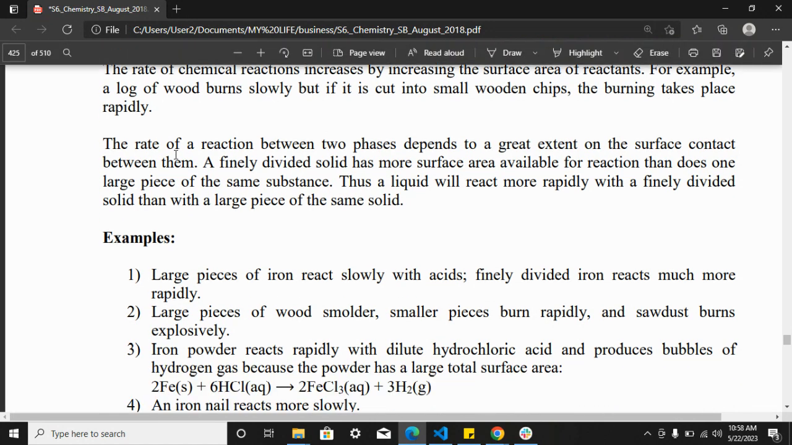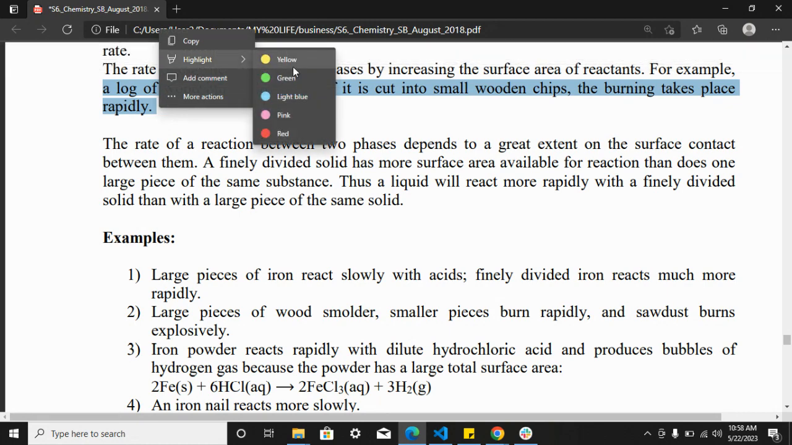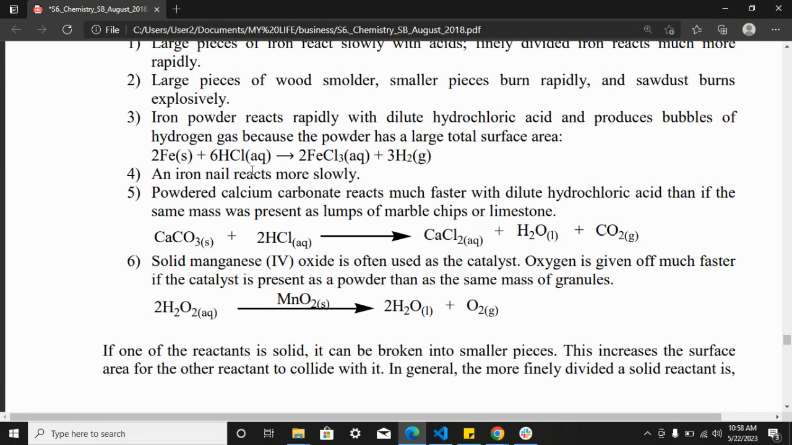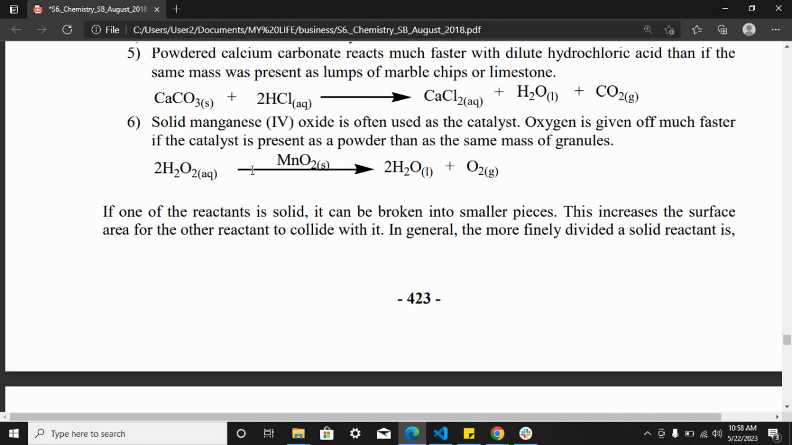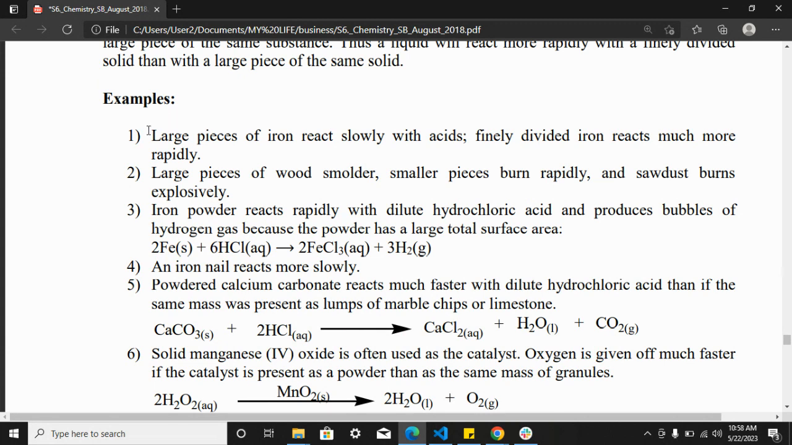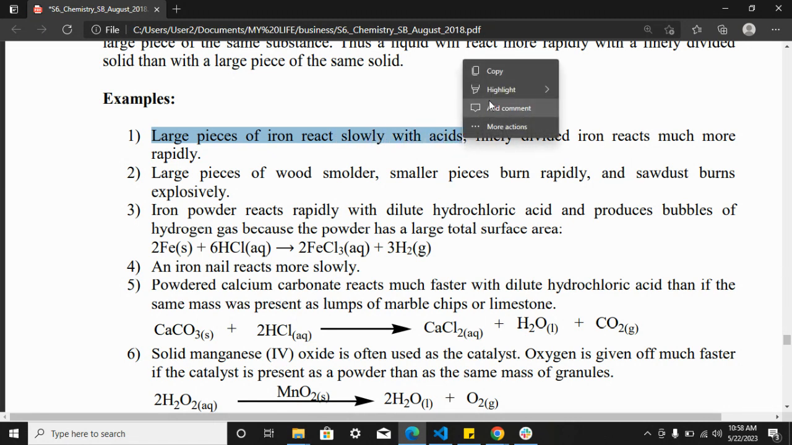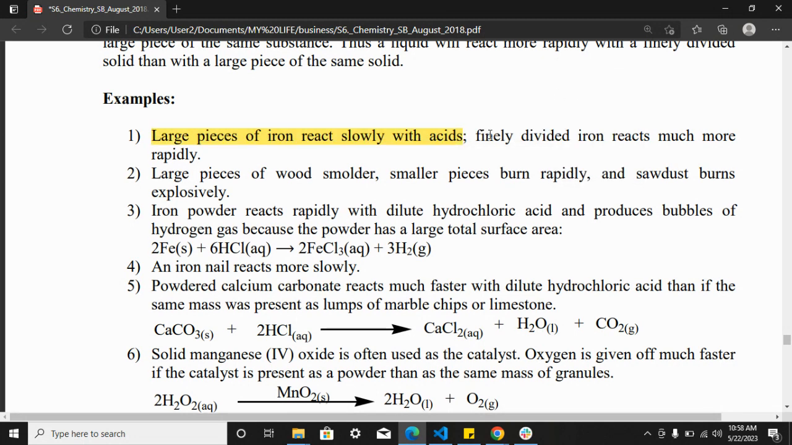That's why one piece of wood, a big log, burns slowly, but when it is cut into small pieces it burns very fast. It burns quickly and all those small pieces burn and finish at once. So increasing the surface area of a particle means taking something and breaking it down into smaller pieces. I can give an example here: larger pieces of iron react slowly with an acid, but when we make the iron into a finely divided powder, it reacts more rapidly, right?